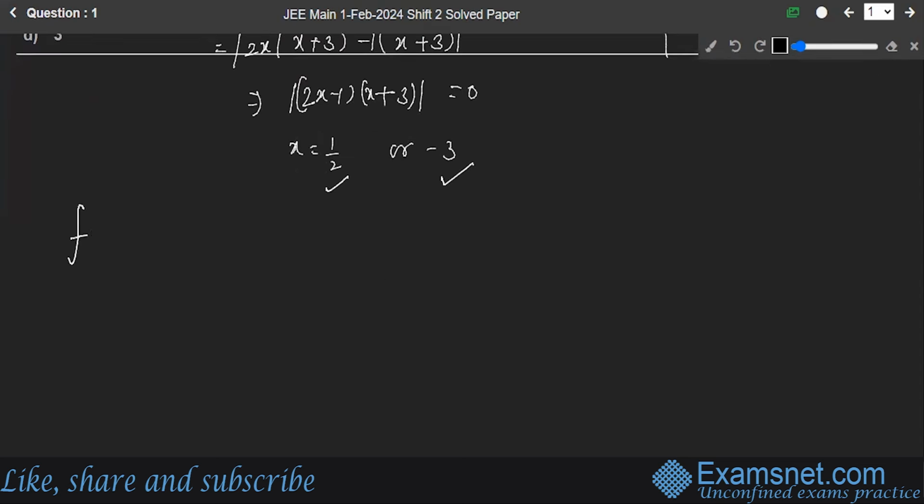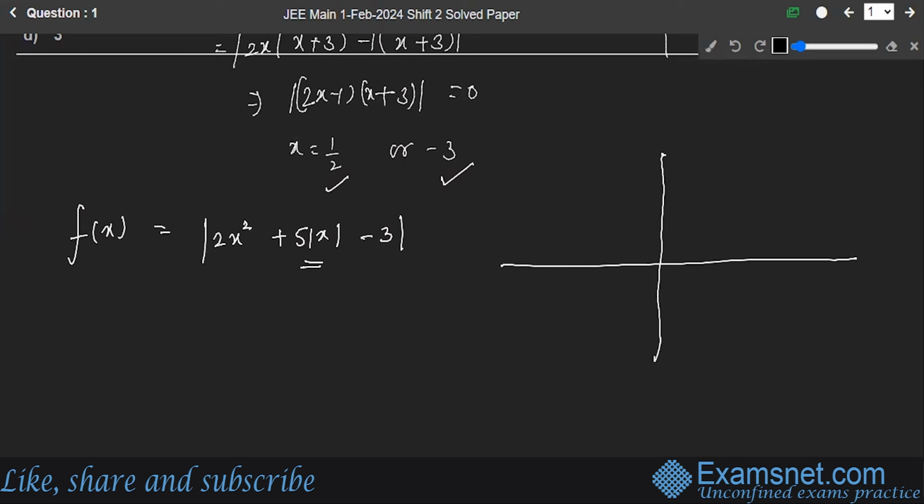Now, let's consider your f(x) function, which is given in the question: 2x squared plus 5 mod of x minus 3. Now, how will this graph look like? Only the difference is you are having a mod of x over here. Now, this graph will look something like this. There are two breaking points. First of all, you have to find out where it will touch the x-axis. You are having 1 by 2, so let's check it for minus 1 by 2 also, because f of 1 by 2 is equal to 0. Let's check it for minus 1 by 2 also. It will be 0 only.